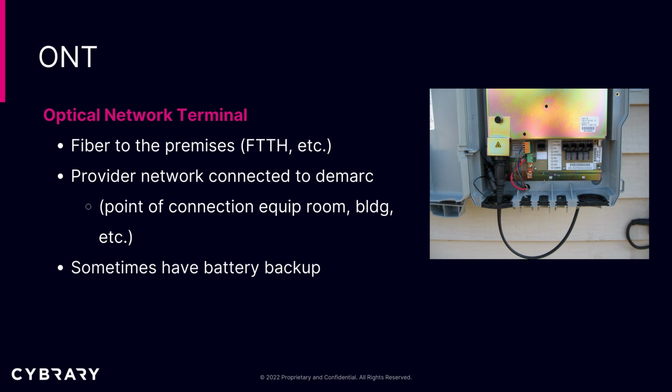ONT, the Optical Network Terminal. In recent years, you've probably heard the term fiber to the home or fiber to the business. This is the box that delivers that fiber connection to your home or to your business. The fiber connection comes from the provider to this box, and from that box, you have a network connection to your home. So this is provided by the ISP or the provider, and connected and demarked to your location. Sometimes these units have a backup battery in case of power failure.